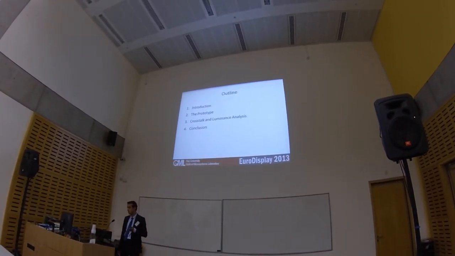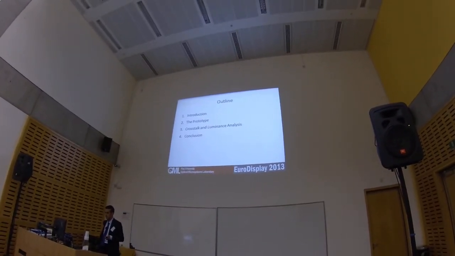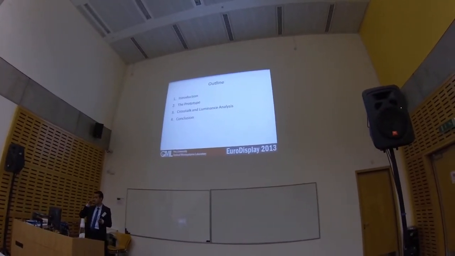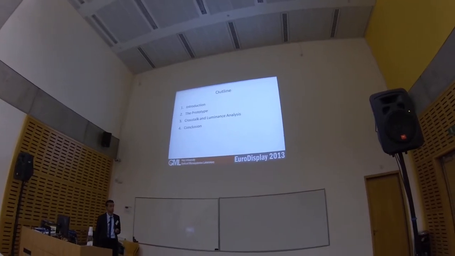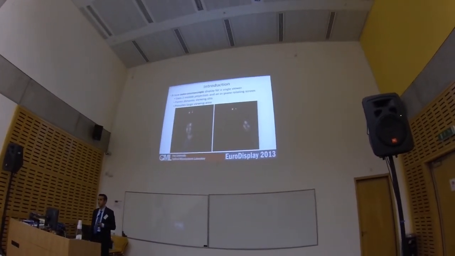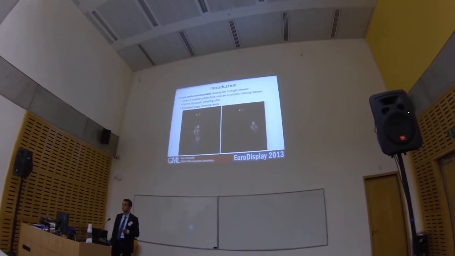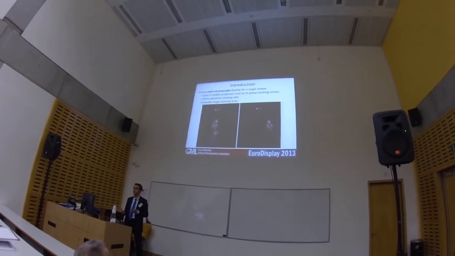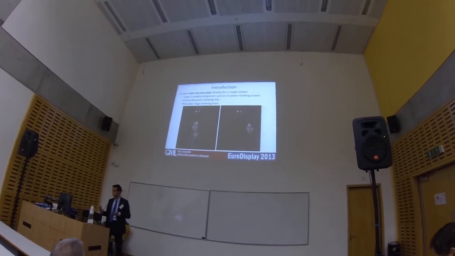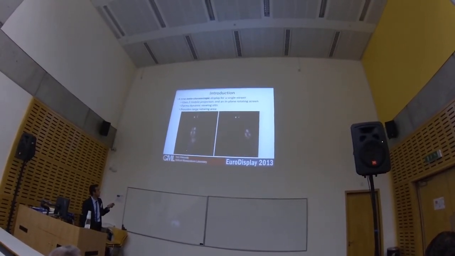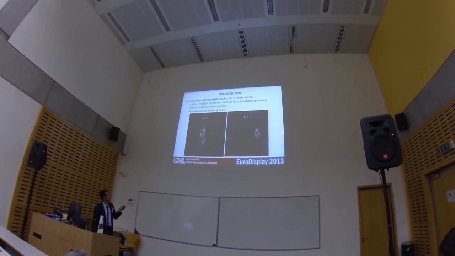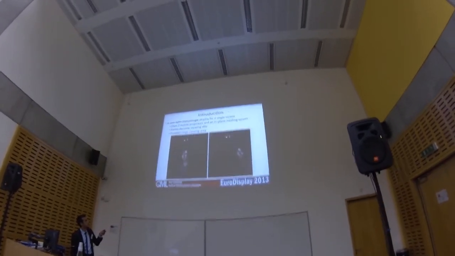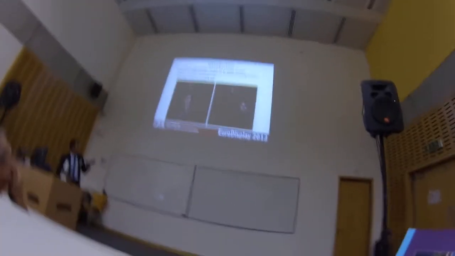Here is my outline. First I will give a simple introduction, then I will tell you about the prototype that we have constructed, and we have done some crosstalk and luminance analysis, and then I will conclude my talk. As you might know, there are a lot of autostereoscopic display techniques in the 3D society. Most of them create exit pupils that have the image content for one view, and another viewing exit pupil for the content for the other eye.